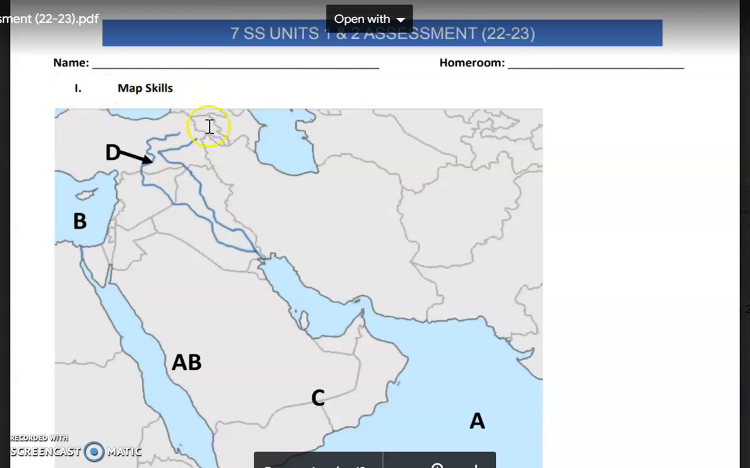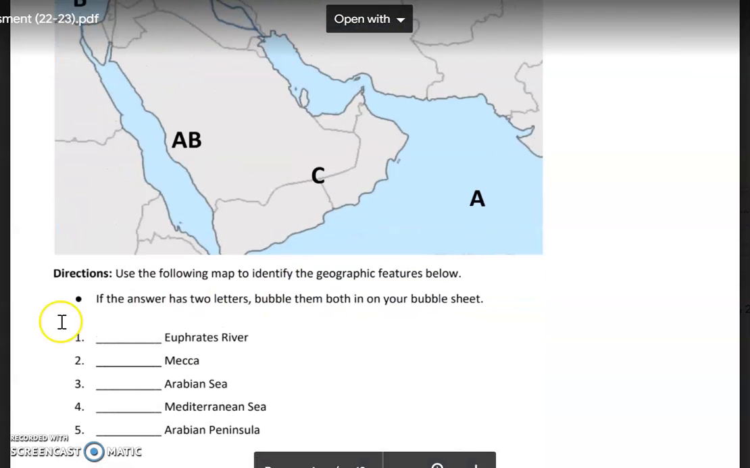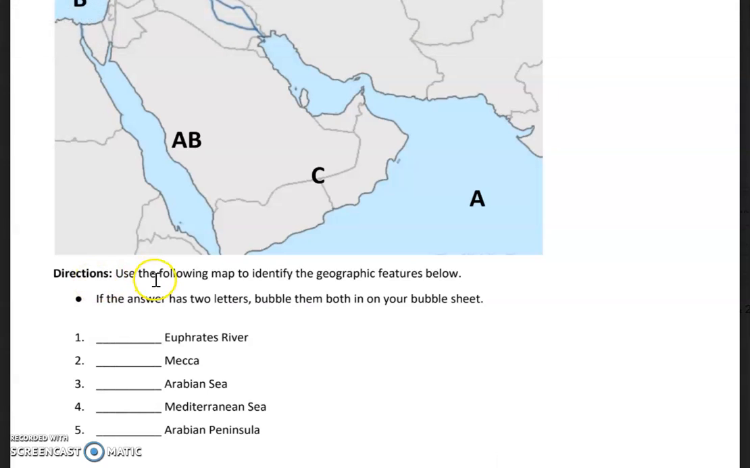Section 1 is map skills. Directions. Use the following map to identify the geographic features below. If the answer has 2 letters, bubble them both in on your bubble sheet. 1. Euphrates River. 2. Mecca. 3. Arabian Sea. 4. Mediterranean Sea. 5. Arabian Peninsula.